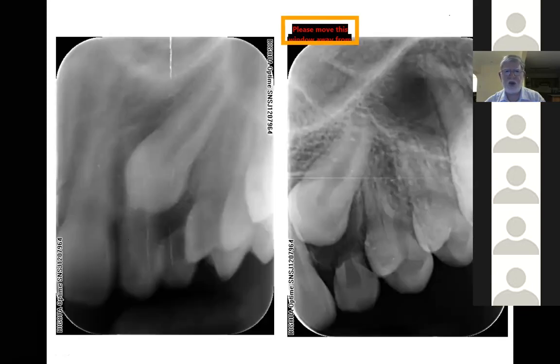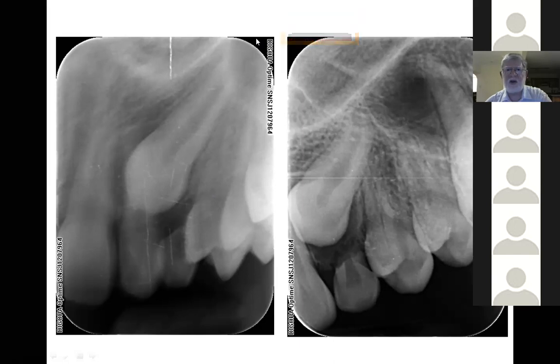Okay, so an impacted 2-3, the 63 is still present, 23 is impacted. How would you tell from these x-rays whether it's palatal or buccal?